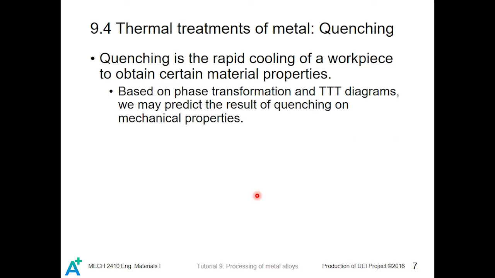So after I have introduced the annealing process, now I would like to introduce the quenching process. Quenching is the rapid cooling of a workpiece to obtain certain material properties. The properties of an alloy after quenching can be predicted based on the phase transformation and TTT diagrams. Let's have a look at, for example, steel. What if we quench a steel? How can we predict the properties of the steel?